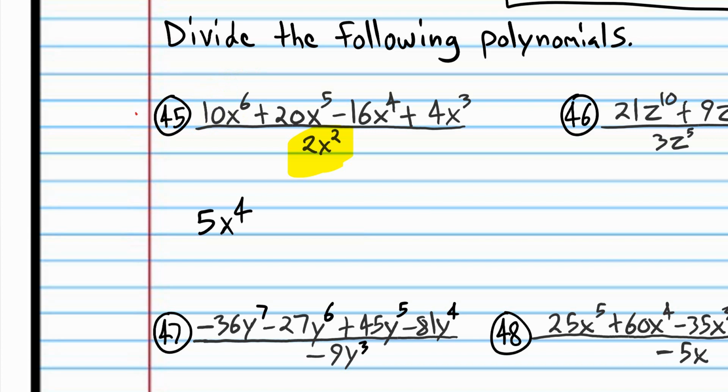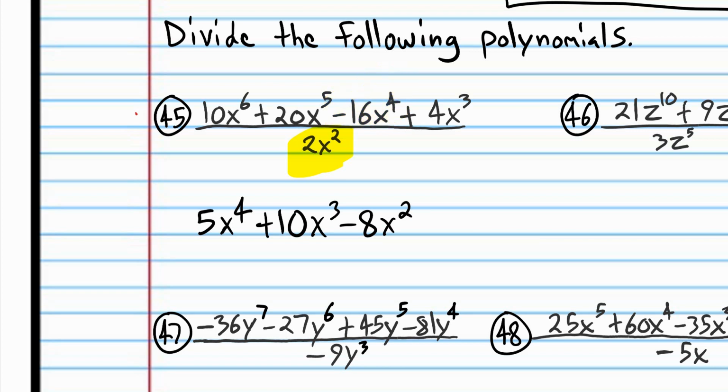Now we're going to divide these terms. 20 divided by 2 is 10. And x to the 5th divided by x to the 2nd is x to the 3rd. You just subtract the exponents. 5 minus 2 is 3. Negative 16x to the 4th divided by 2x squared is negative 8. Negative 16 divided by 2 is negative 8. X to the 4th divided by x to the 2nd is x squared. 4 minus 2 is 2.